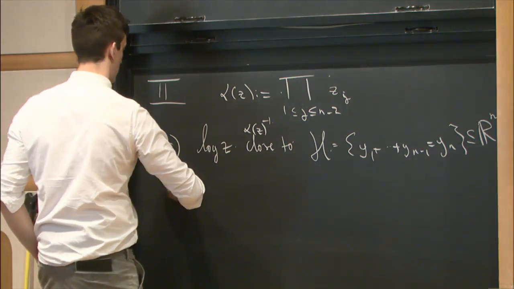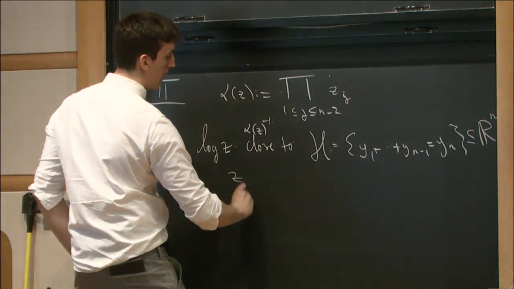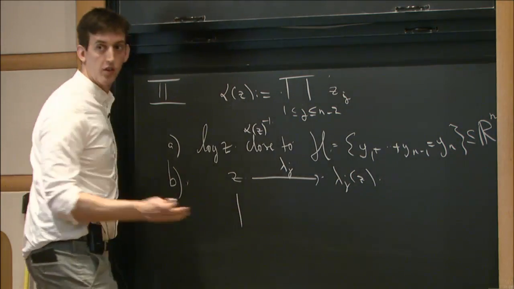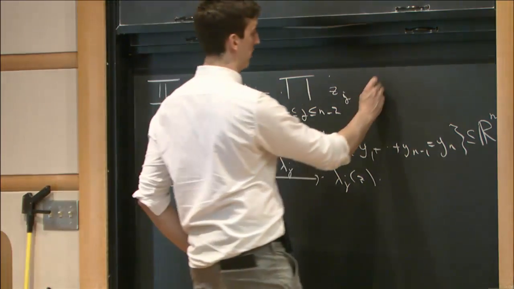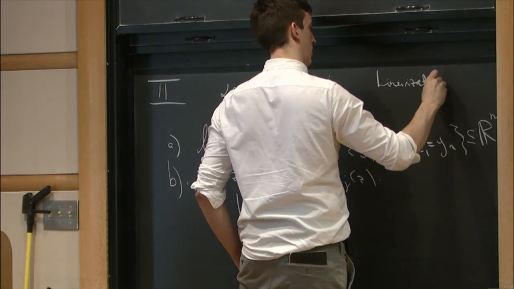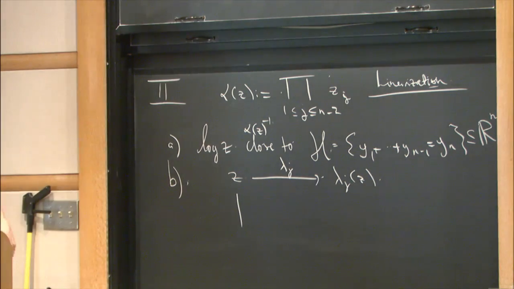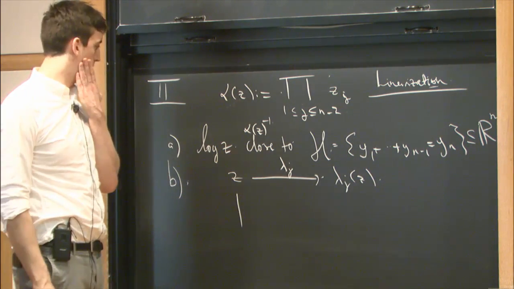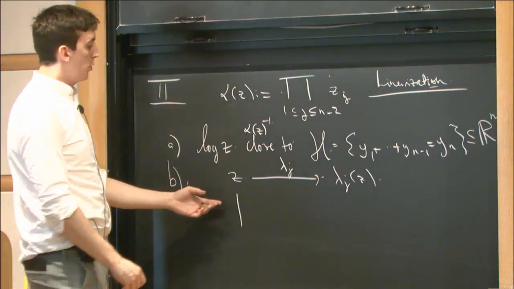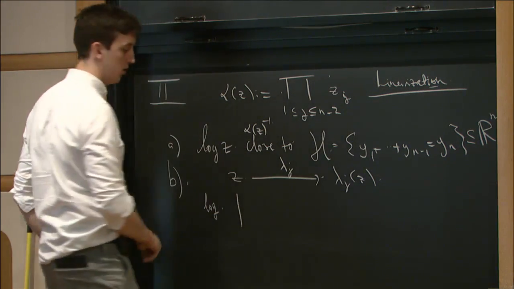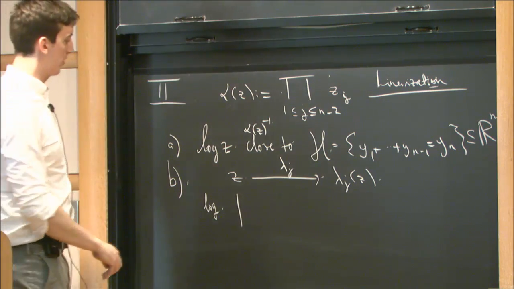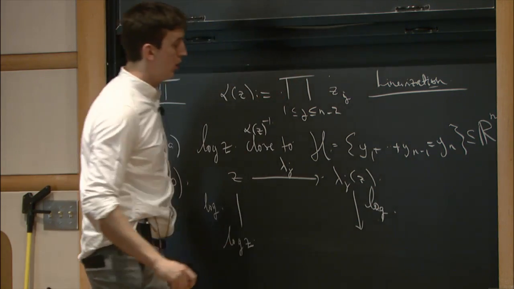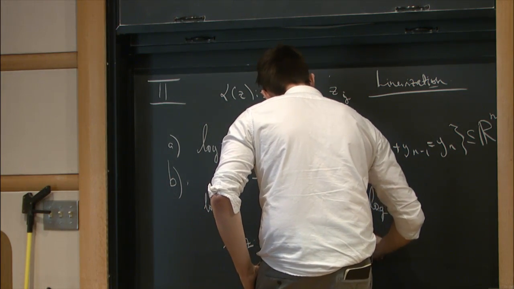It says that, so here's z, and I could apply lambda j to z. In some sense, you're linearizing. Yes, absolutely, this session should be called linearization. Everything I say, you can interpret in terms of measured laminations when n is 4. So you may also take log of this, so you get log z. And then you could also take log of this, so you get log of lambda j of z.